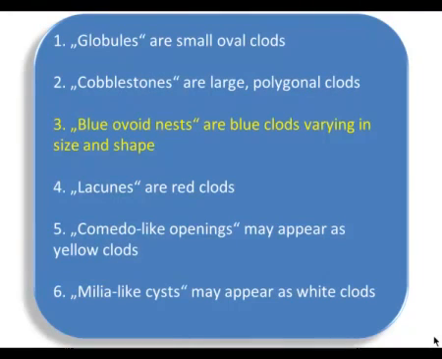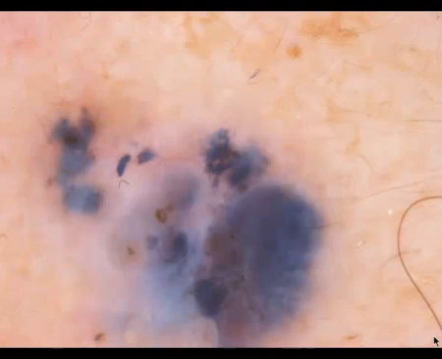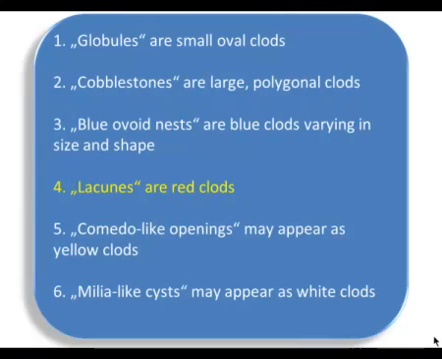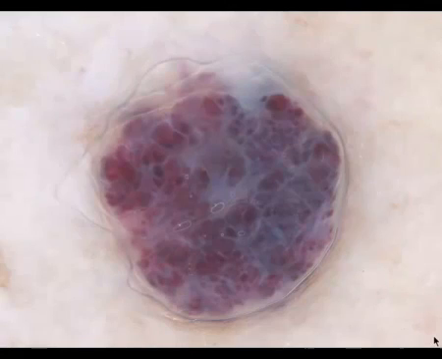Blue ovoid nests are also clods because they are well-circumscribed objects, and they vary in size and shape. They can be oval or they can be large and ovoid if you want. Here in the basal cell carcinoma you have ovoid nests, but in my language it's just blue clods varying in size and shape. So we have the same term for the same object. Lacunes or lagoons or whatever you want to call them are just red clods. That's simple. Here you see lacunes or lagoons, in my language red clods.